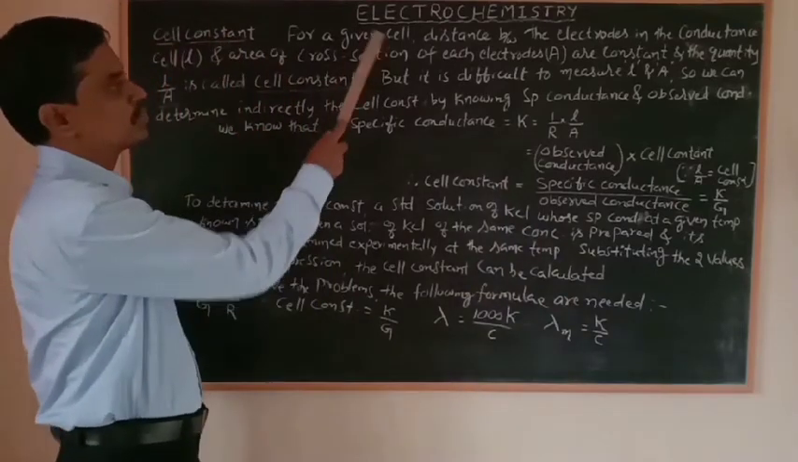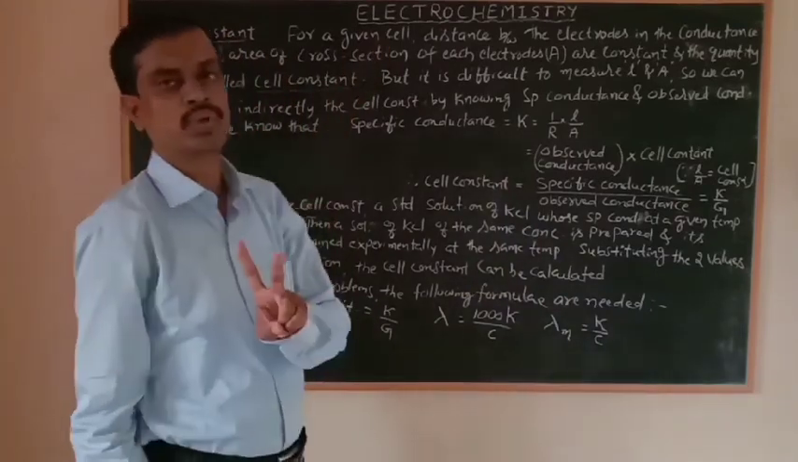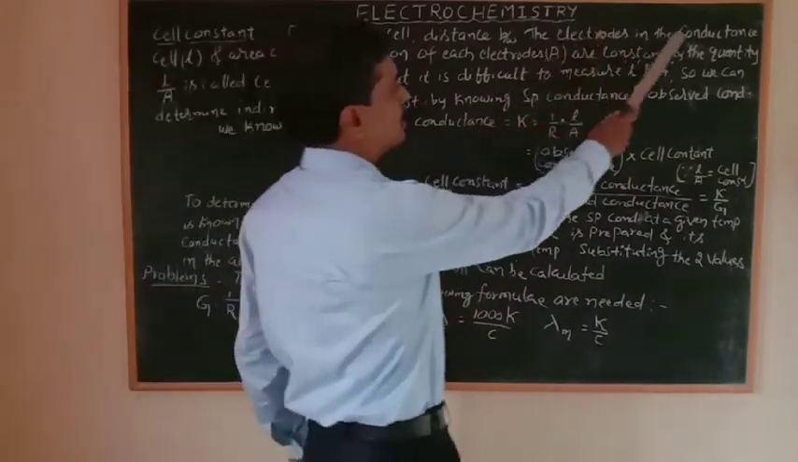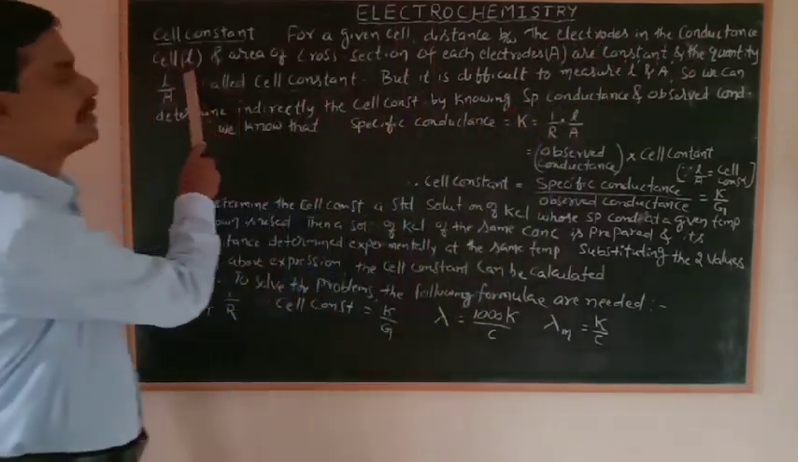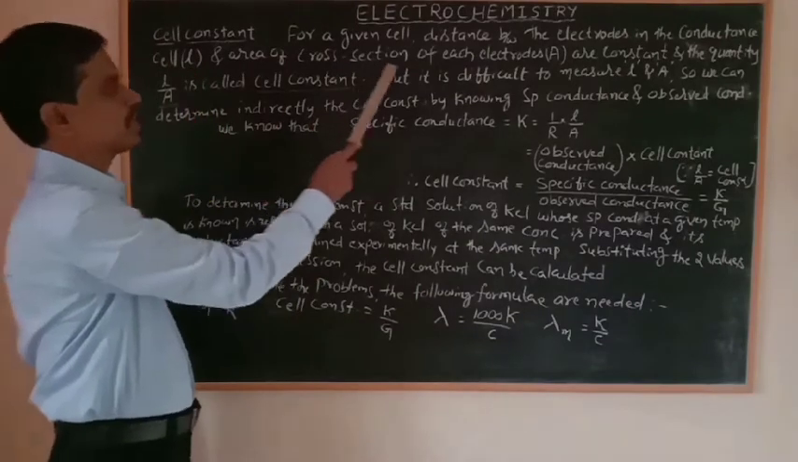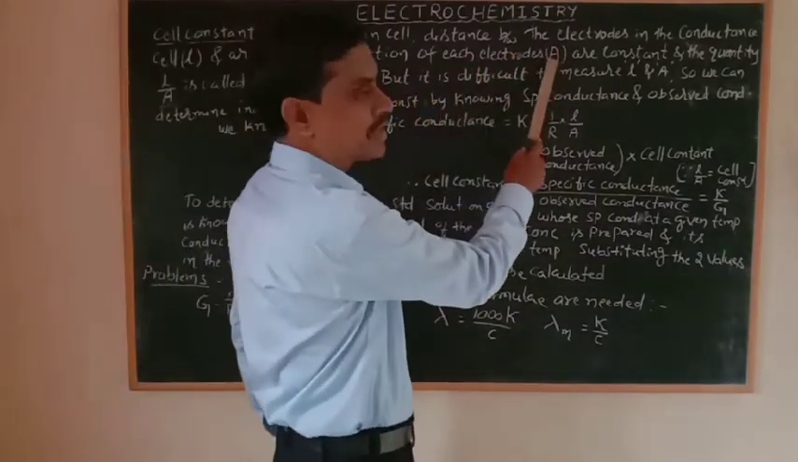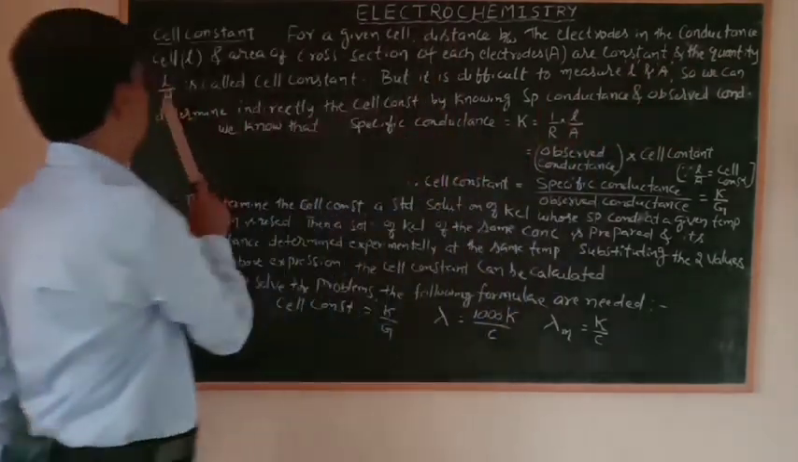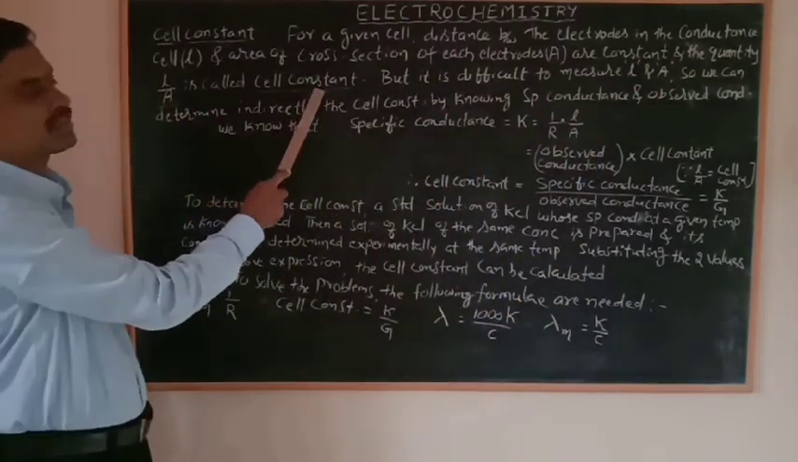For a given cell, you know that the cell contains two electrodes, anode and cathode. The distance between the electrodes in the conductance cell is taken as L, and the area of cross section of each electrode is taken as A. These are constant, and the quantity L by A is called cell constant.